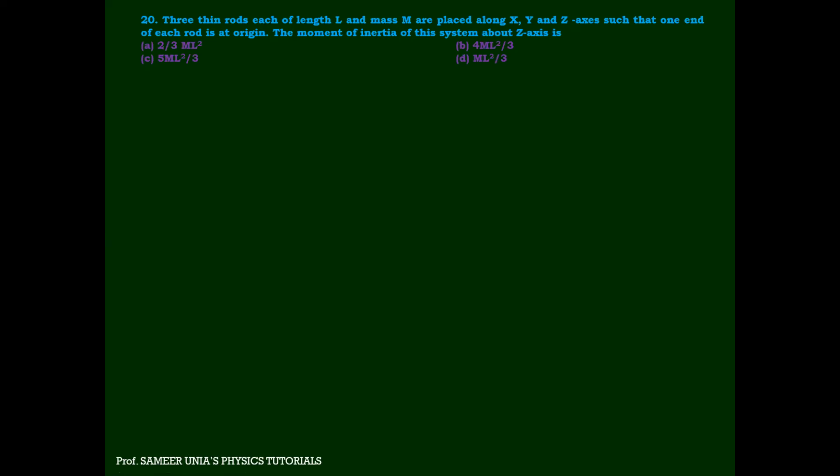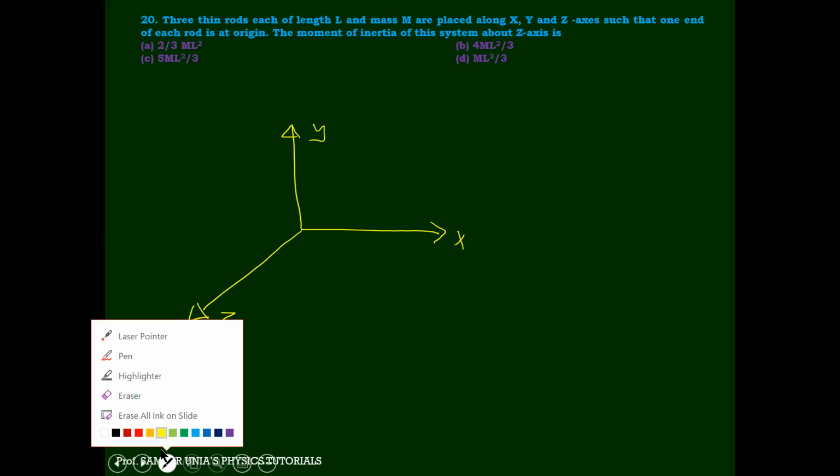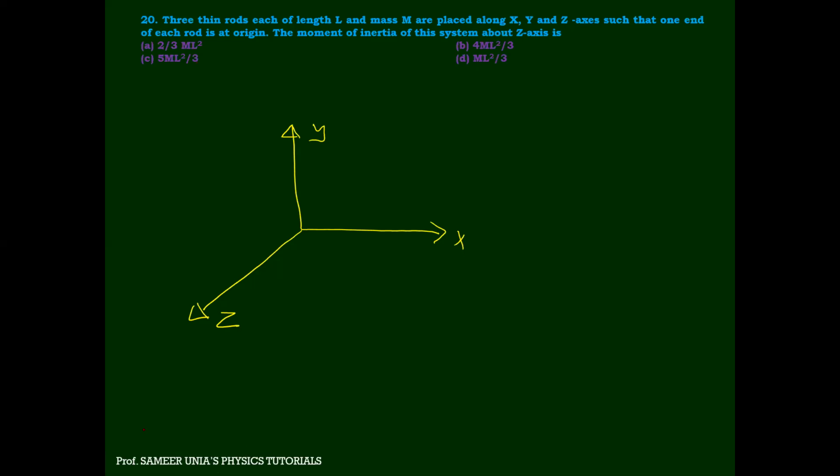Three thin uniform rods of length L and mass m are placed along the XYZ axis. So this is the XYZ axis: X axis, Y axis, Z axis. So there are three rods which are placed over here. Just draw it. There's one rod which is this, a second rod which is placed this way, the third rod is placed this way.